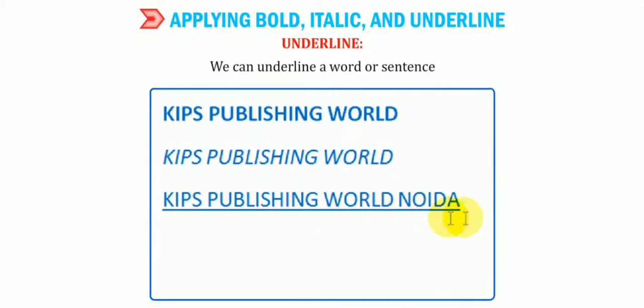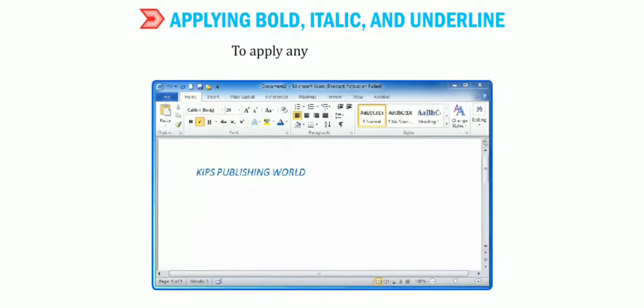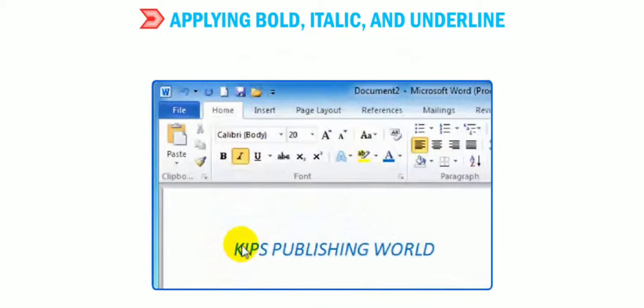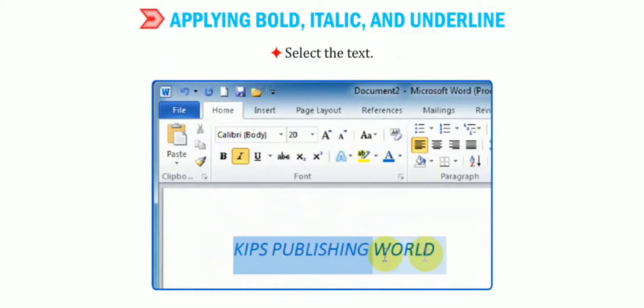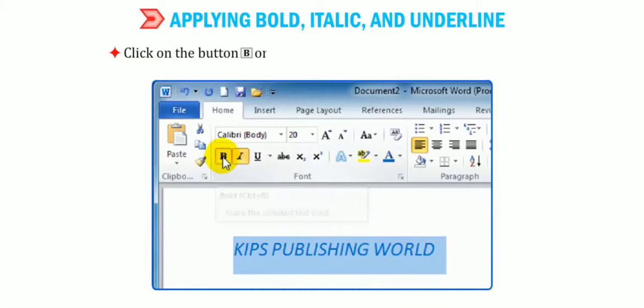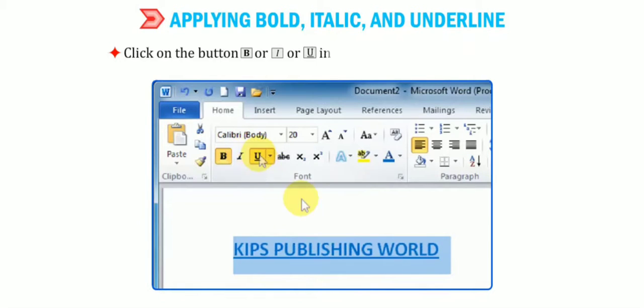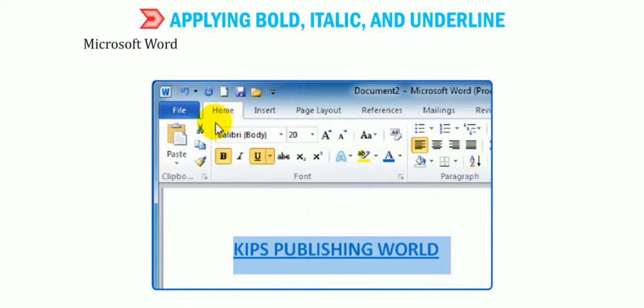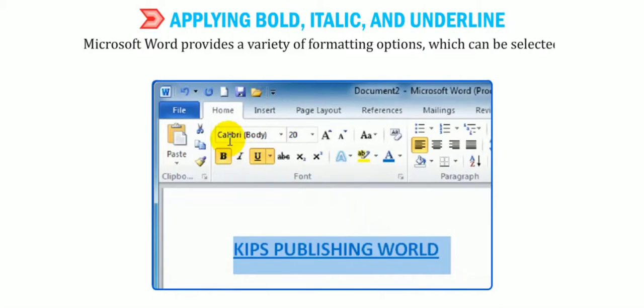To apply any font style effects, so first of all, what do you have to do? Very easy. If you want to apply any formatting effect, you have to select your text. So select the text. Now click on the button B or I or U according to your requirement in the font group on the Home tab. Also, Microsoft Word provides a variety of formatting options which can be selected from the font dialog box on the Home tab.